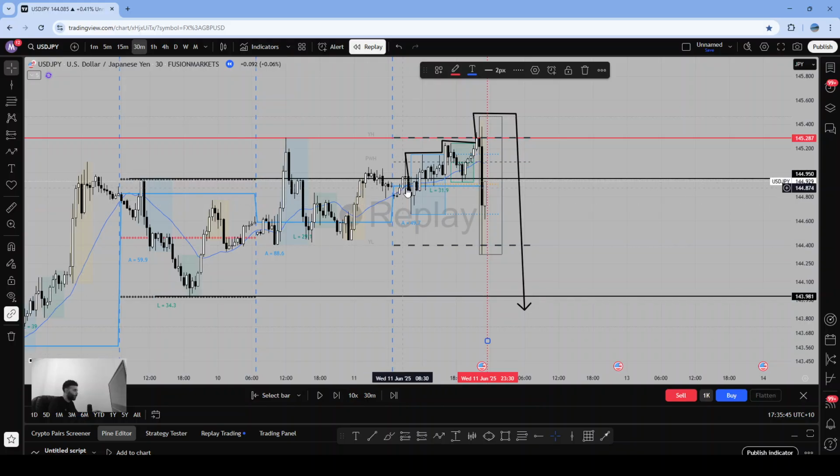This is the open of the day. This is previous weekly high. We also have the Asian high, the London high, and yesterday's high. And we also have the EMA. So I want to see how price reacts off these levels so I can take the trade all the way down to the low of the week.